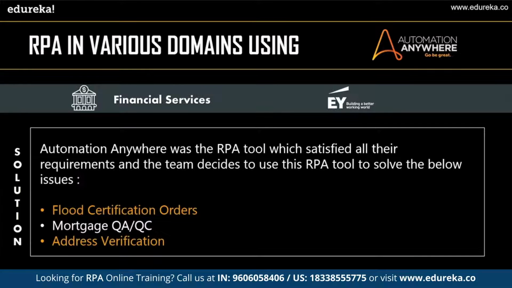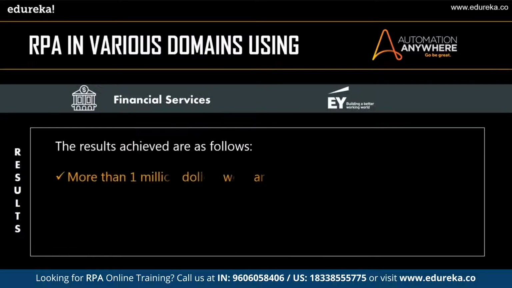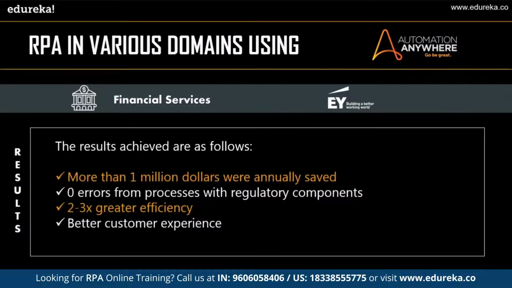With Automation Anywhere, the bots can compare the addresses without any manual intervention, and the address which is incorrect or does not have any match in the system would be automatically flagged and would be further handled by an exception processing system. So the results of EY using Automation Anywhere to overcome the challenges are, as you can see on my screen.